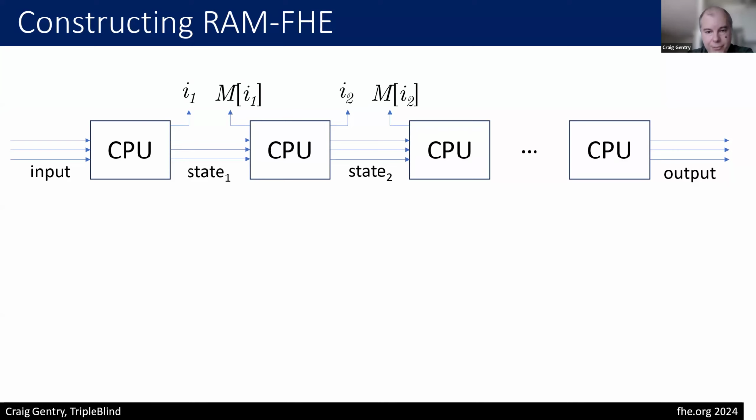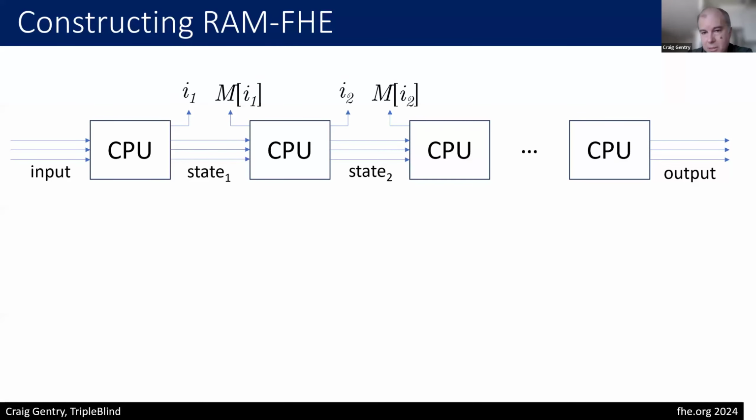Basically, you have a lot of different RAM steps. In each step, you have an input to that step, which might be some state. It goes into the CPU, and it outputs the next state. And it also outputs an index that you can look at in memory. What you want to do with that index is take it, go to that place in memory, retrieve that memory, and input that into the next RAM step, right?